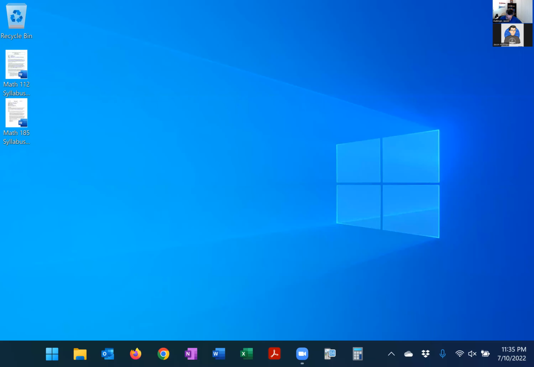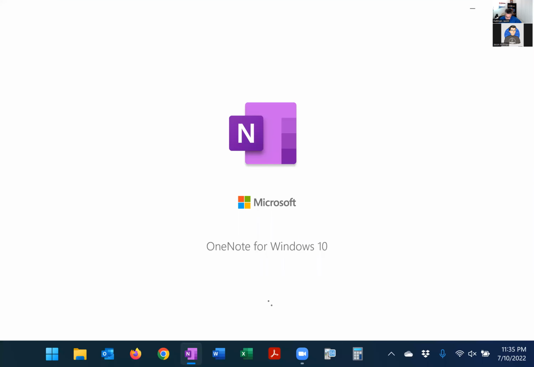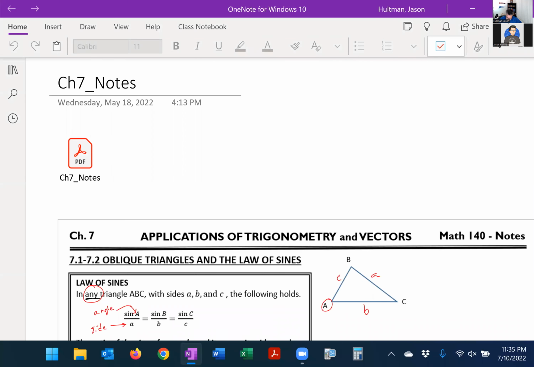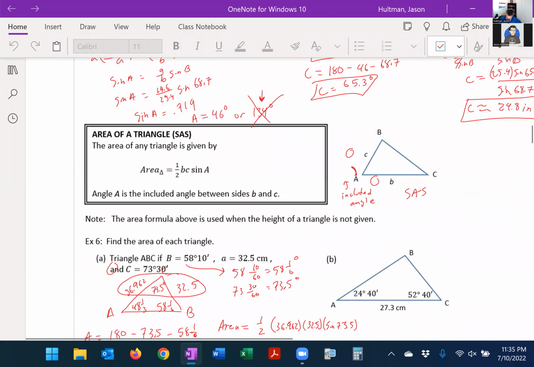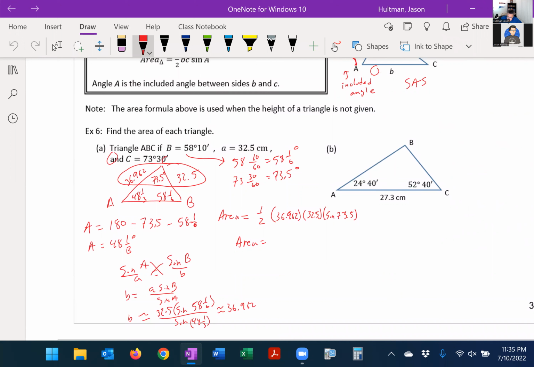Okay, and the reason it's so big is because it's square units. Okay, it's area. I can exit out of that and reboot it. Okay, so the area is about 575.9, and it's square centimeters, so it's square units. Okay.